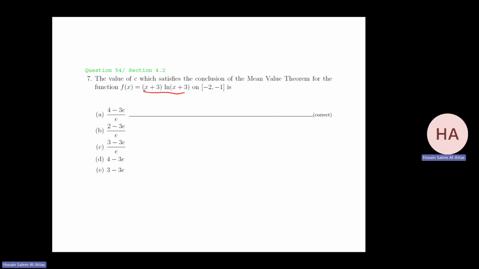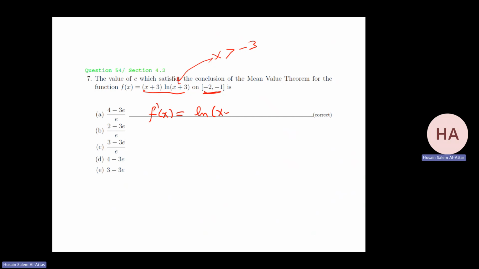Yeah, the function has a problem: only x should be greater than minus 3, which is okay with this one. So everything is okay. Continuous and differentiable. Now we'll find f prime. We need to be careful. It's a product of two functions.